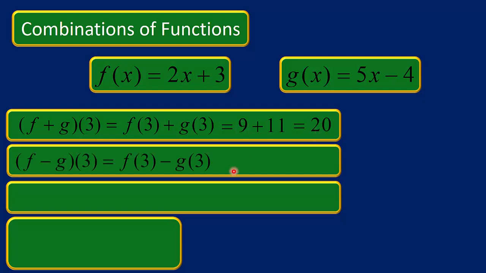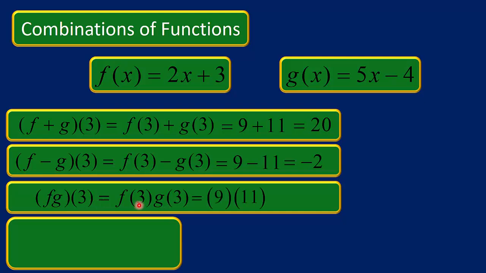Now, we could do the same thing, f minus g of 3. Well, that would be f of 3 minus g of 3, or 9 minus 11, which would be negative 2. We could do the multiplying, f times g of 3, 9 times 11, see? 9 times 11 right here, it would be 99. And of course, we can do the quotient, f of 3 over g of 3, and that would be 9/11. And I'll just leave it there. I won't convert that to a decimal or anything.